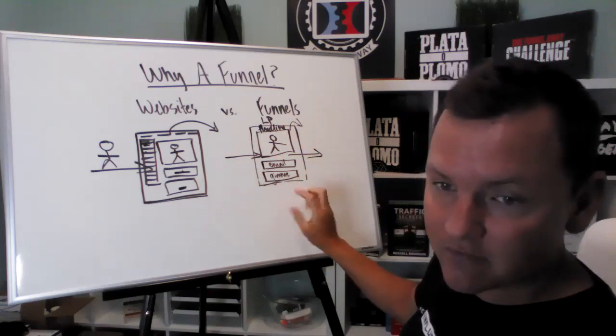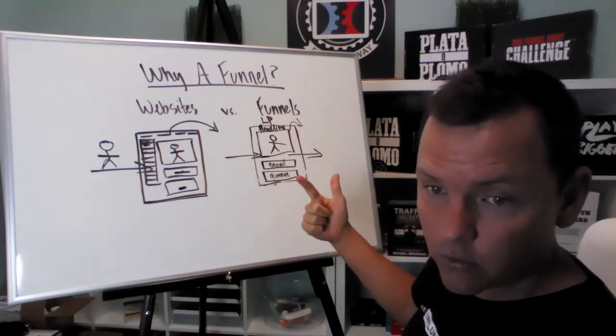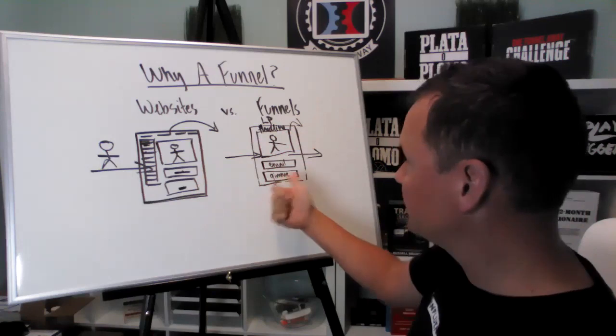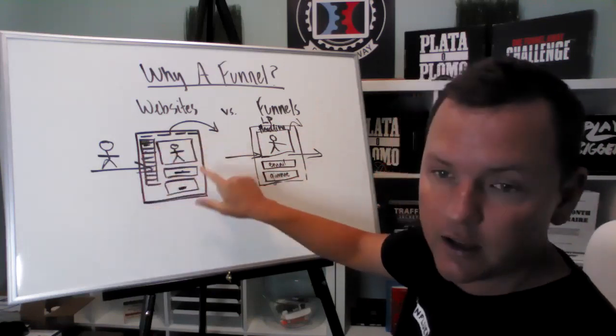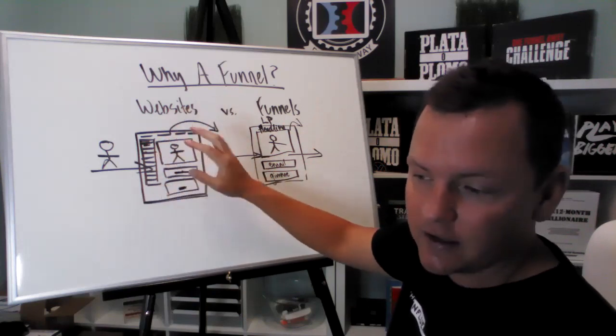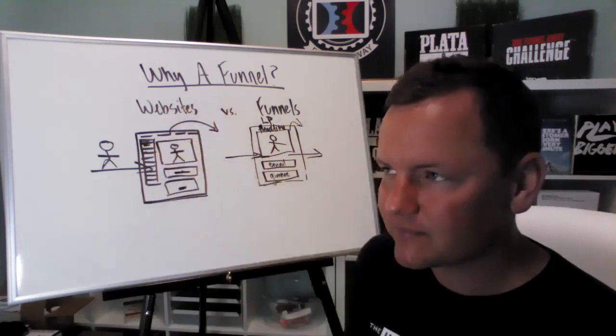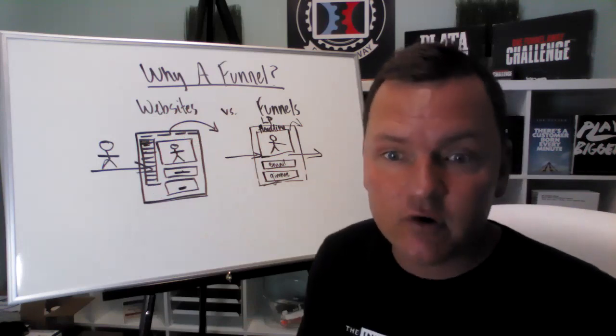How many options do you have? You could either proceed, you could leave. What do I want them to do? I obviously want them to proceed. Over here, how many options do I have? It could be infinite.